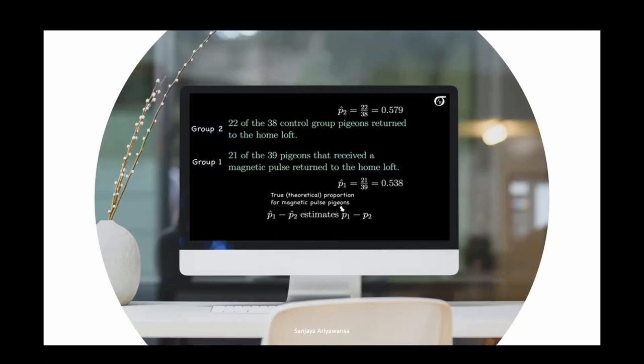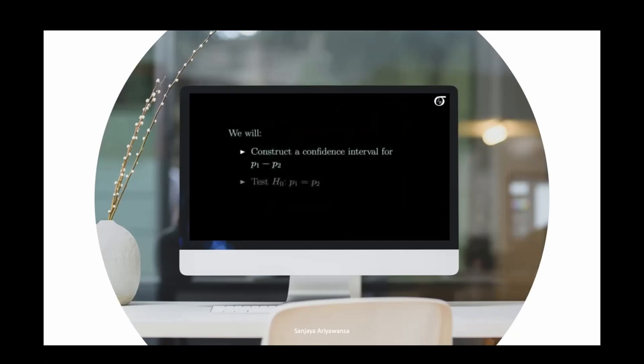P2 is the population proportion for untreated or control group pigeons. P2 is a parameter representing the true theoretical proportion of untreated homing pigeons that would return to the home loft under the conditions of this experiment. In situations like this, we often want to estimate the difference in population proportions, P1 minus P2. So in this video, we are going to construct a confidence interval for P1 minus P2.